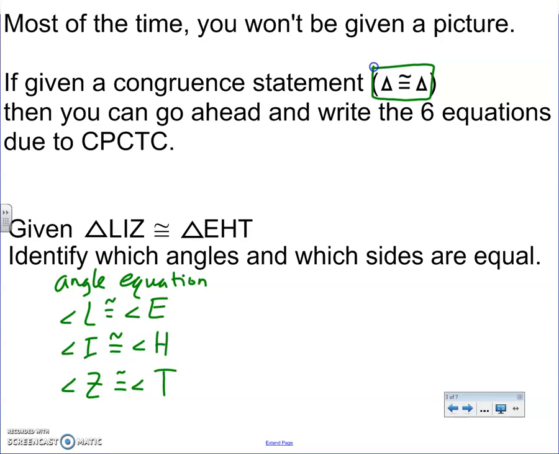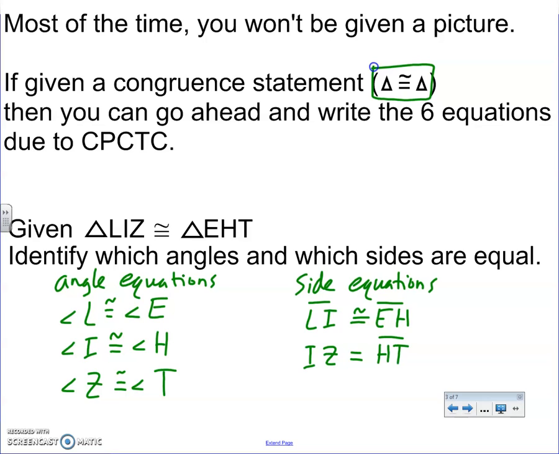Alright, then we have the 3 side equations. Sides have 2 letters, so we're going to match 2 letters at a time. I'll do the first and second letter, LI, is equal or congruent to the first 2 letters, EH. You can be technical, you can add these side marks. I did first two, so I'll do second and third letter equals second and third letter, HT. Then I'll do first and third letter, because that's the last combination, equals first and third letter, ET. Alright, so you're going to have to do that.